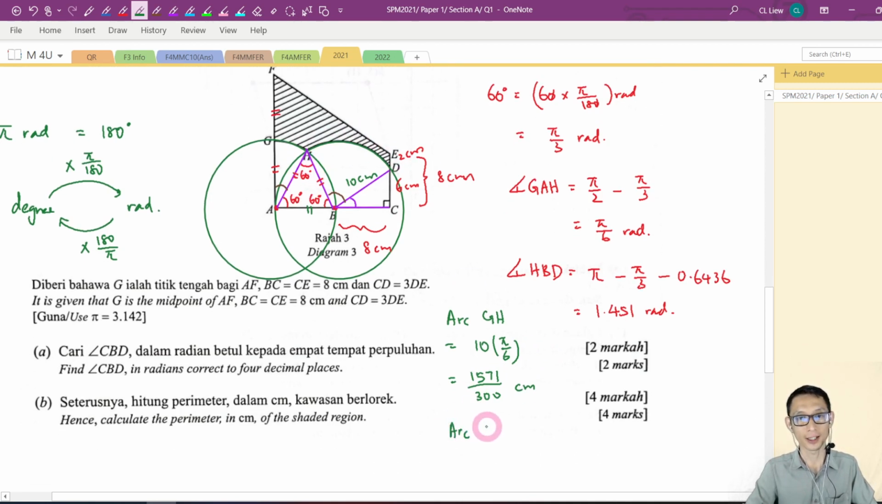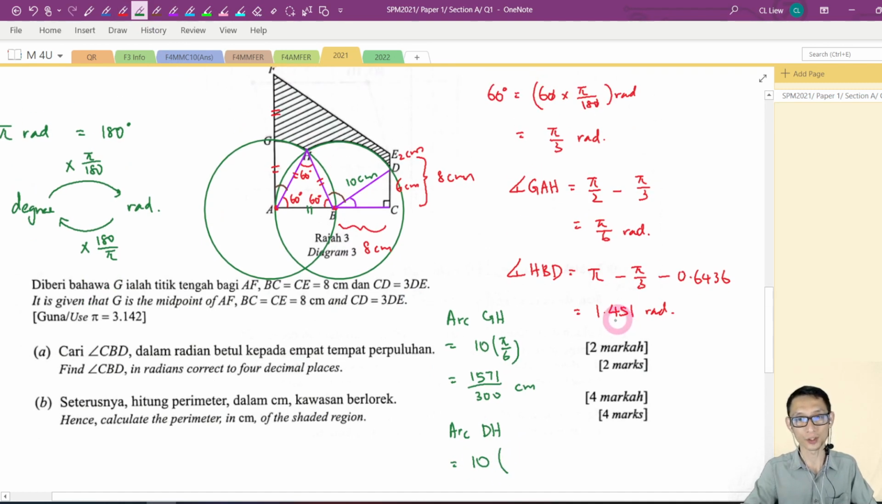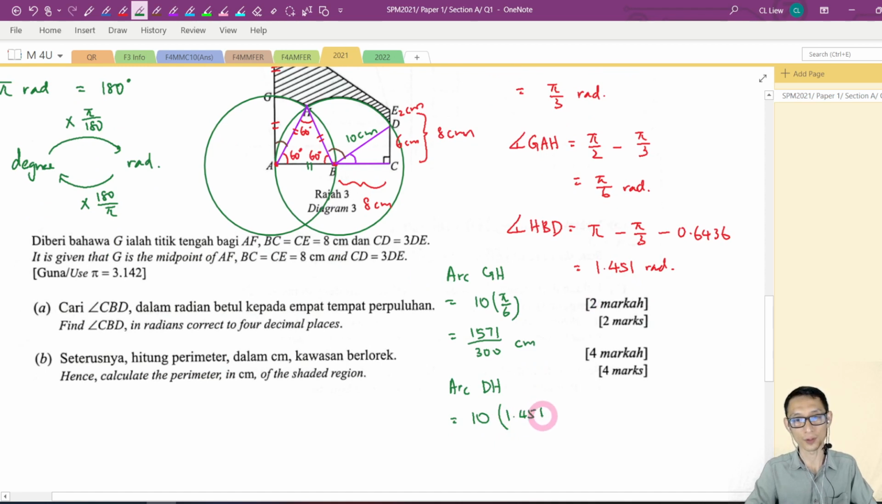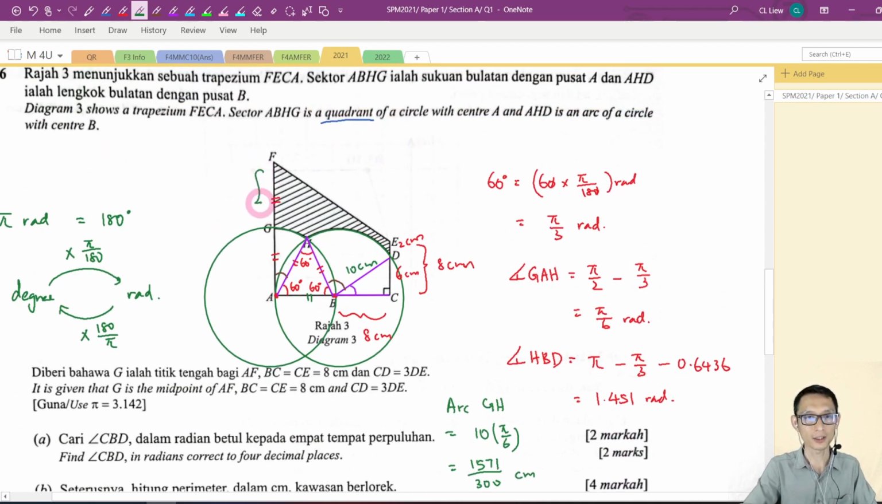Okay, now let's find the arc length HD. Let me write DH. It is equal to, using the same formula, r theta. r is equal to 10. Now theta is equal to 1.451. So 1.451 times 10 will be 14.51 centimeters. Okay, now, how about here? This one you don't have to find. We know that this is equal to 10, right? And here we know this is equal to 2.